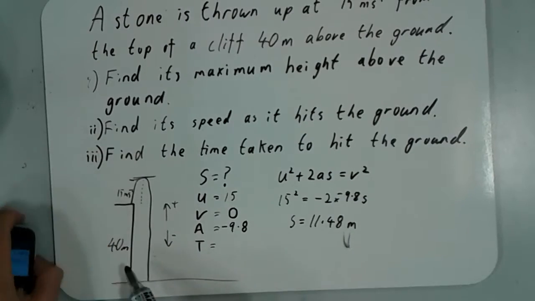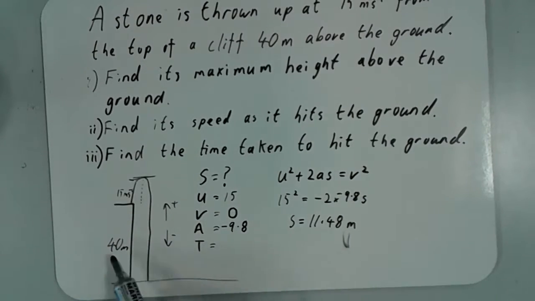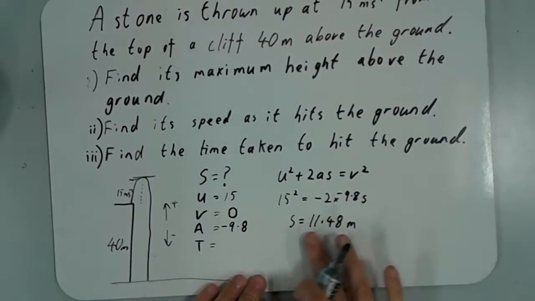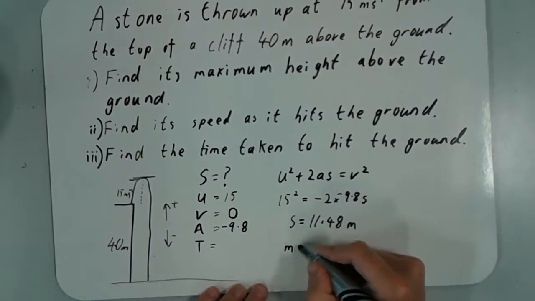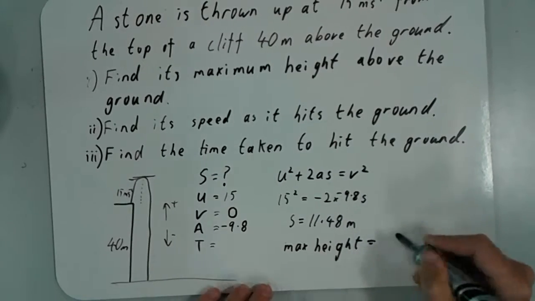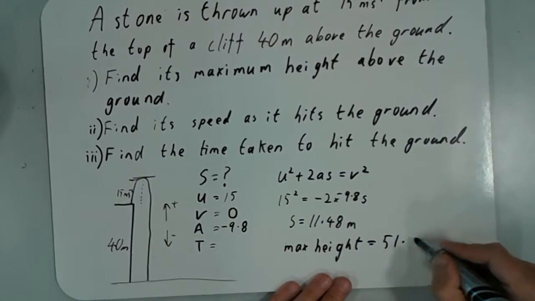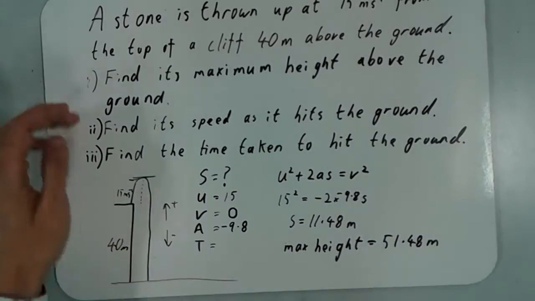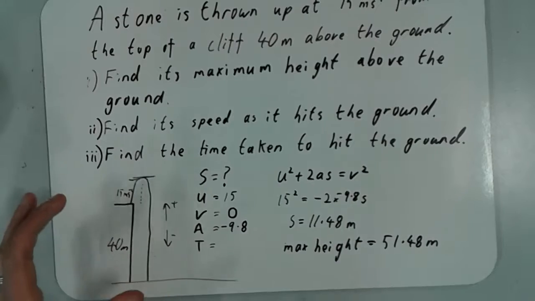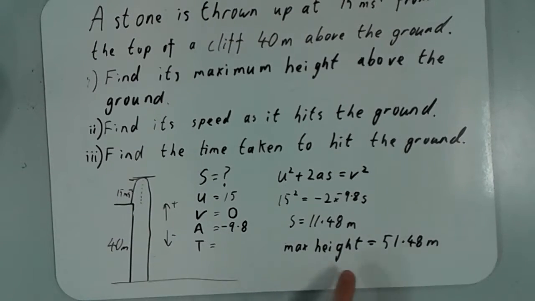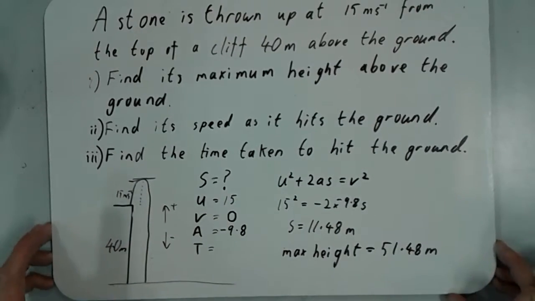However, I must take into account this 40 metres here, as the question asked me to find its maximum height above the ground. So max height will be 51.48 metres. Always make sure that you answer the question. Little things like, rather than finding its displacement from where it was thrown, finding its maximum height can lose you a mark quite easily in the exam.